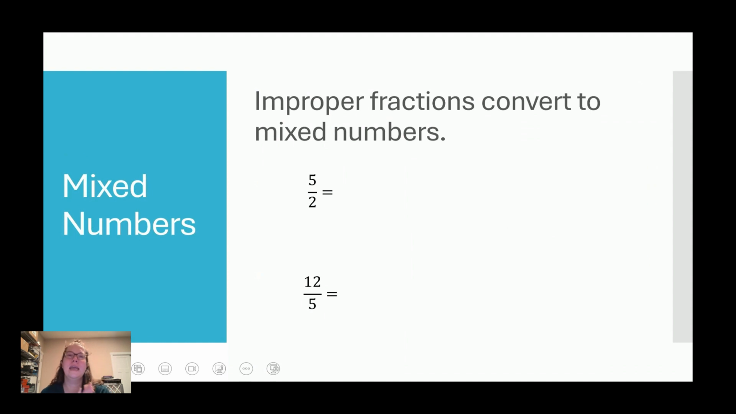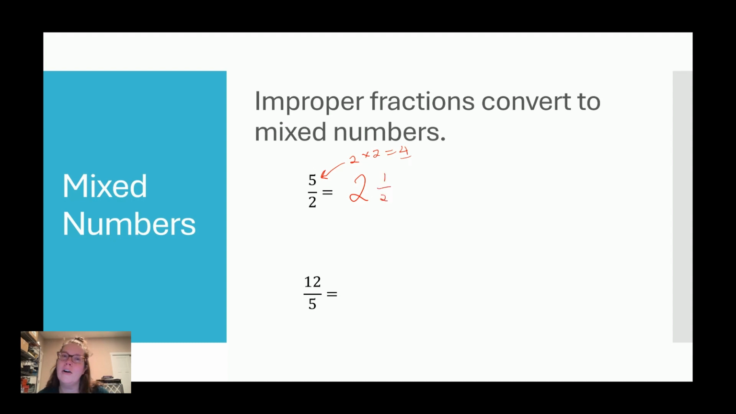So to take an improper fraction and make it into a mixed number, what we're going to do is see how many times 2 goes into 5. So you're just thinking about dividing. How many times does 2 go into 5? It goes in 2 times, because 2 times 2 is 4, but 2 times 3 would be 6, which is too big. So I can take out 2 groups of 2. That's my whole number. And then I see what I have left. To get from 4 to 5, there's 1 left. So this is the same as 2 1/2.